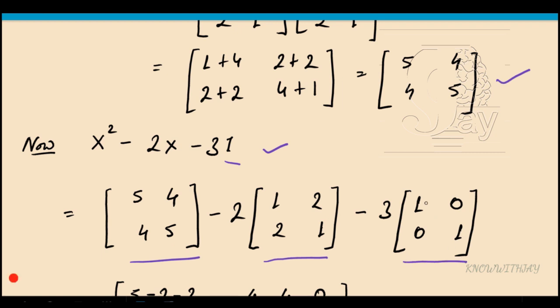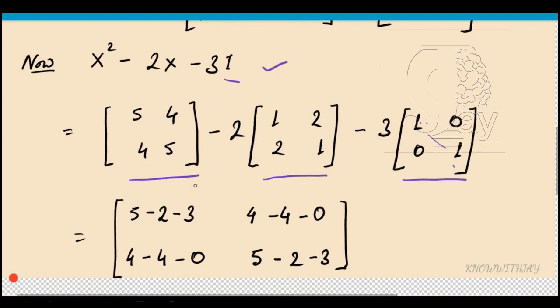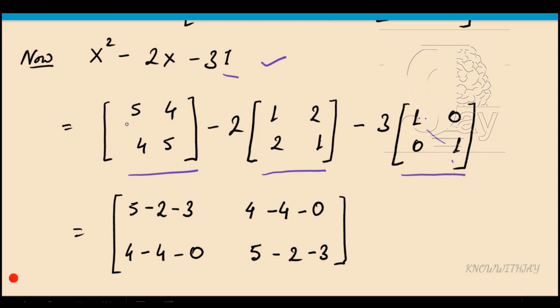I is the identity matrix with the diagonal elements 1 and the rest of the elements as 0. So we get the first element as 5 minus 2 into 1 minus 3 into 1, so 5 minus 2 minus 3, that's 0. Again the second element: 4 minus 2 into 2 minus 3 into 0, so 4 minus 4 minus 0, this is also 0.